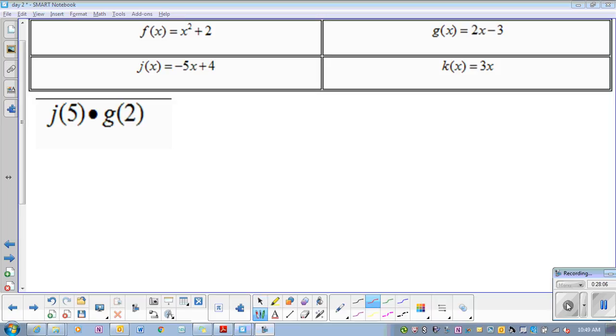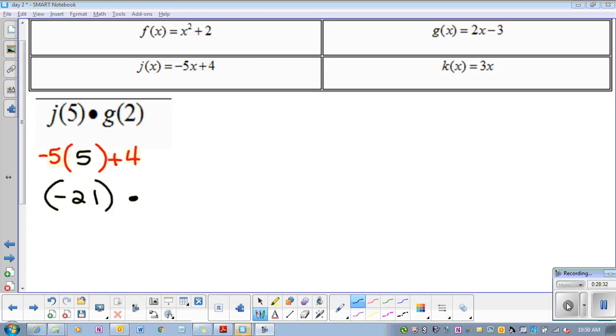Okay, since you guys got a head start on me, let's see. J of 5. That means I have to go get my J function, which is negative 5x plus 4. Instead of x, I'm going to plug in 5. So the negative 5 times 5 plus 4 gives me a negative 21. Yes? All right. Times, because it's then multiplied.